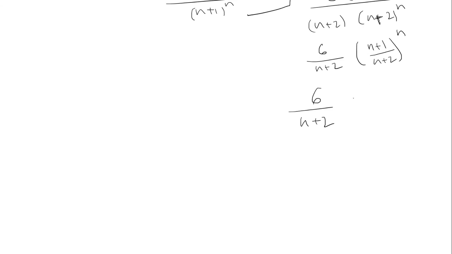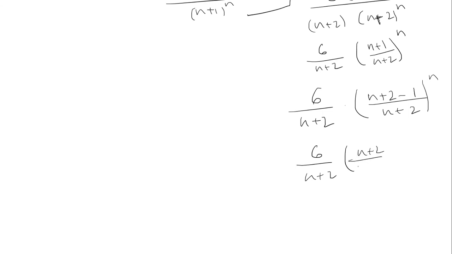But what happens over here? So, well, I can do this. I can rewrite n plus 1 as n plus 2 minus 1. So that's still the same thing. And now I'm going to break it up into two fractions. So n plus 2 will be the numerator, and then we're going to subtract it with 1 in the numerator. So this is really 6 times n plus 2, 6 over n plus 2 times 1 minus 1 over n plus 2 to the n.